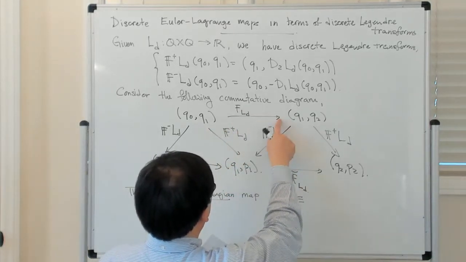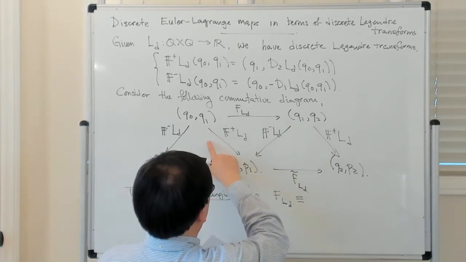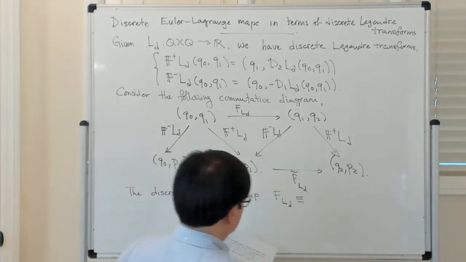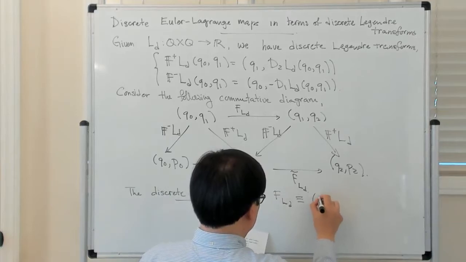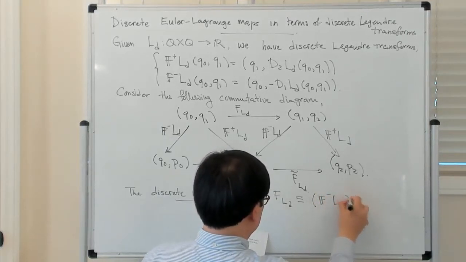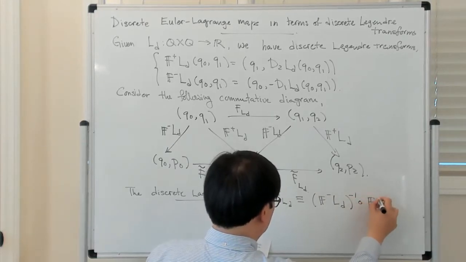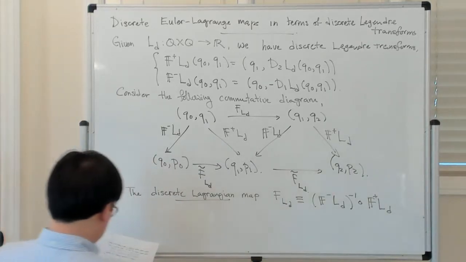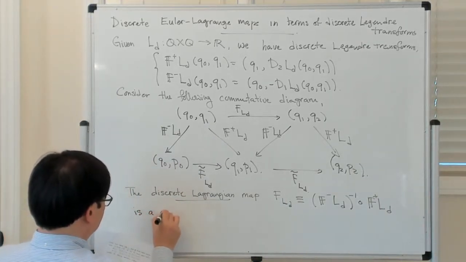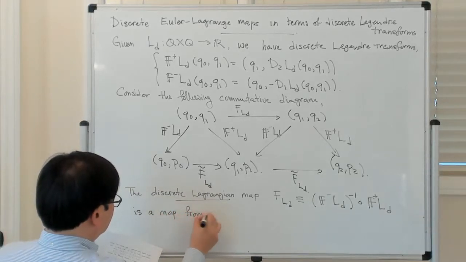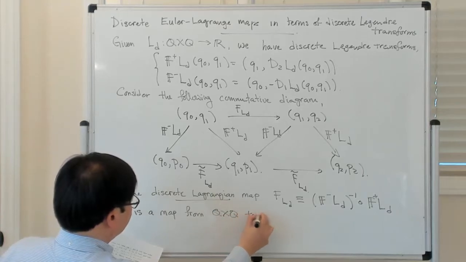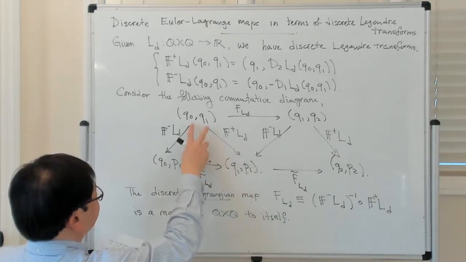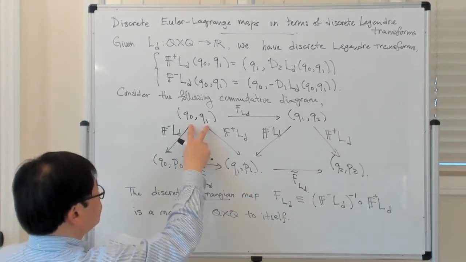So if I want to go from here to here and I want it to commute, then I have to think of it as the composition of F+ L_D with the inverse of F- L_D. So F_LD is (F- L_D) inverse composed with F+ L_D, and it is a map from Q cross Q to itself. The way you should think about it is that it maps pairs of points (q0, q1) to (q1, q2).